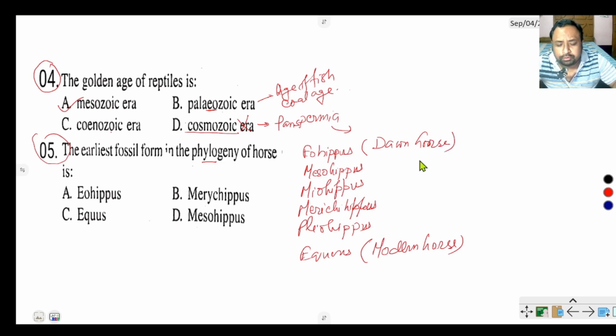What type of difference occurs in each step of evolution of the horse? The horse height was 4 to 10 inch to 5 to 14 inch, but now the horse size is 130 to 150 centimeter. Okay. The correct option is Eohippus, the earliest form of horse.